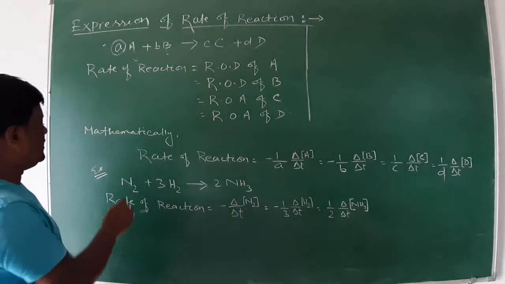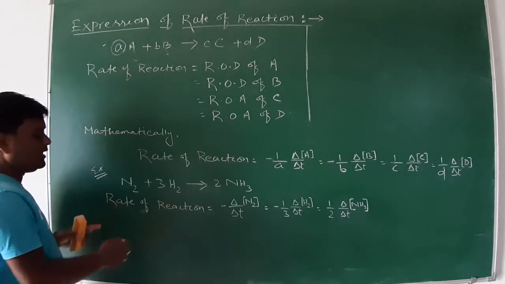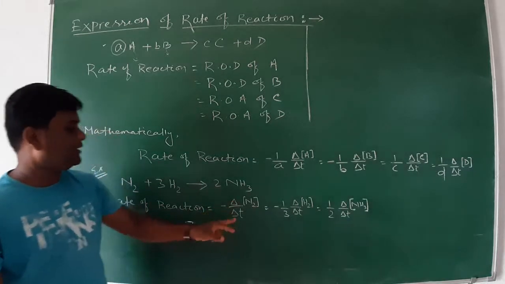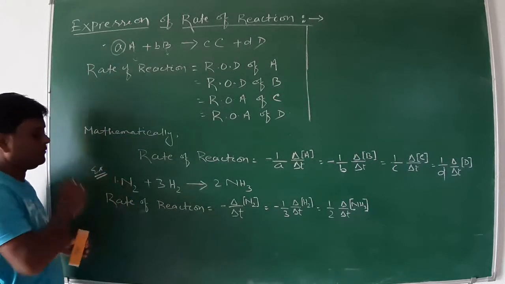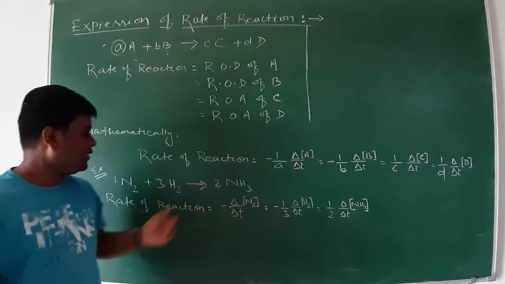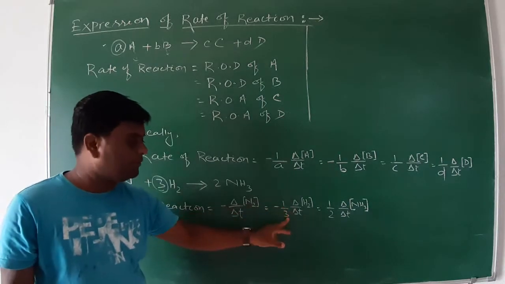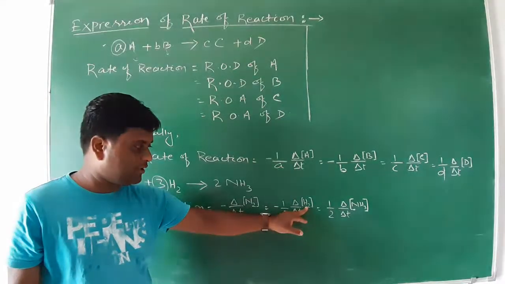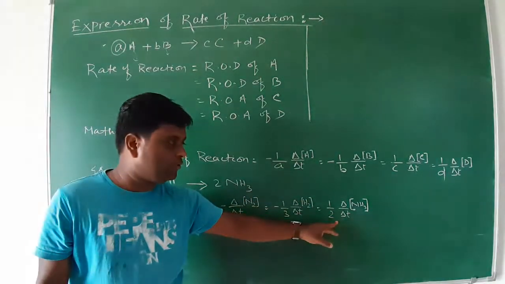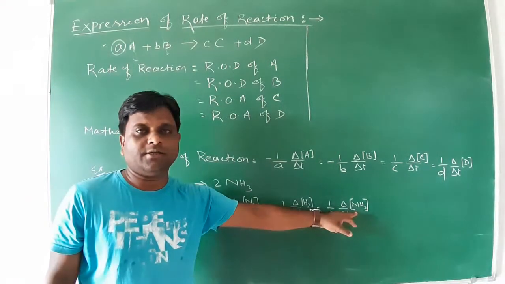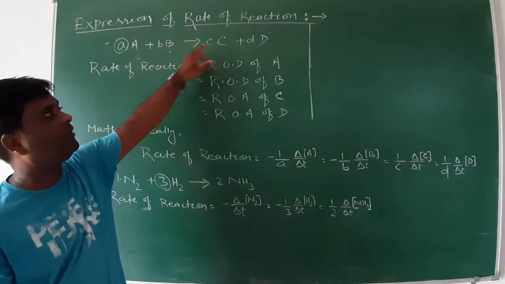So for example, N2 plus 3H2 produce 2NH3. So now we can write the expression as rate of reaction equal to minus del by del t of concentration of N2 here, because the stoichiometric coefficient is here 1, and it is minus 1 by 3. Why? Because the coefficient here is 3, stoichiometric coefficient is 3. So we write here minus 1 by 3 del by del t of hydrogen concentration, or equal to here the coefficient is 2. So now we can write 1 by 2 del by del t of concentration of NH3. This is the general expression for writing the rate of the reaction. Okay.